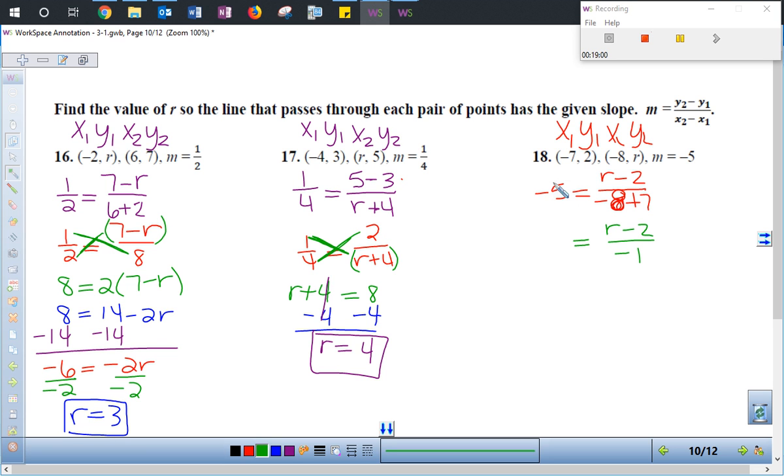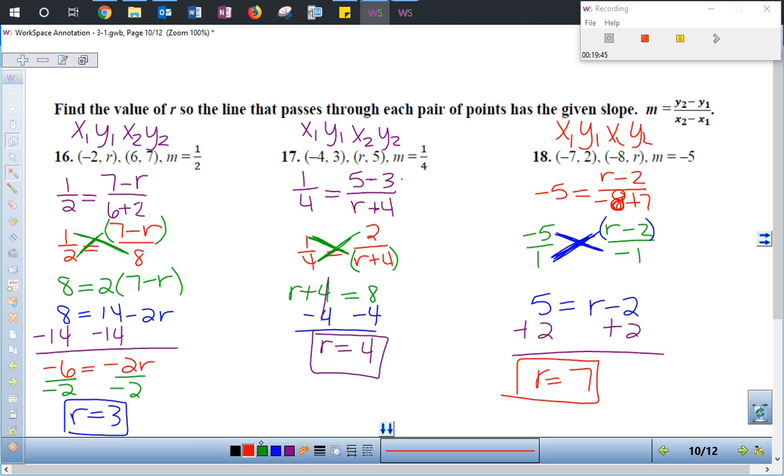Here I have negative 5, and on 16 and 17 it was nice because the slopes that they gave me were fractions, so I could cross multiply. What's important to remember is this is an integer, and integers are still technically fractions because I can write it as negative 5 over 1. So we'll rewrite that as negative 5 over 1, group our numerator here, and then we can cross multiply. Negative 5 times negative 1 is a positive 5, and that's going to be equivalent to a positive 1 times the quantity of r minus 2, but 1 times anything is just itself, so r minus 2. Then we can add 2 to each side, and we'll be left with r equals 7.